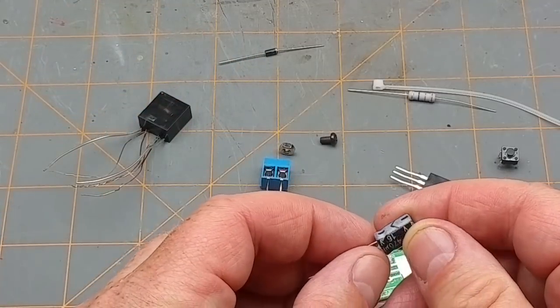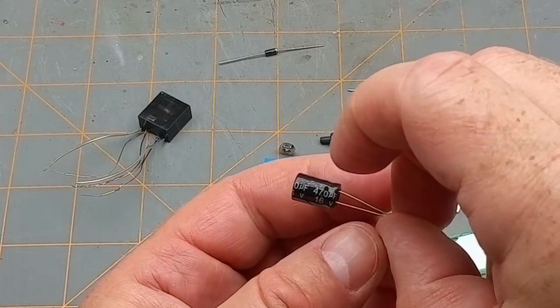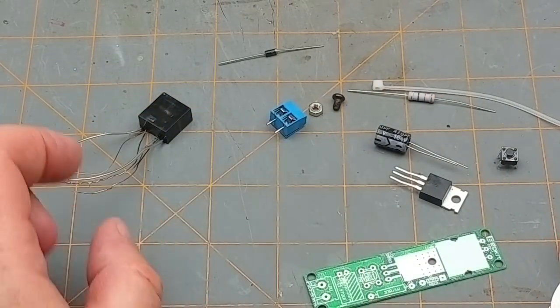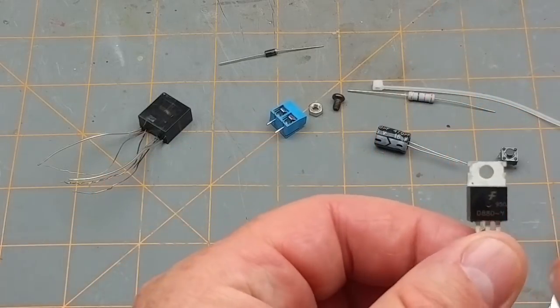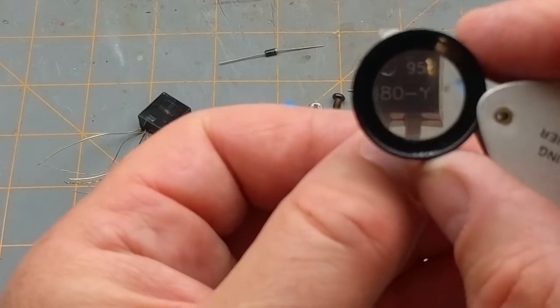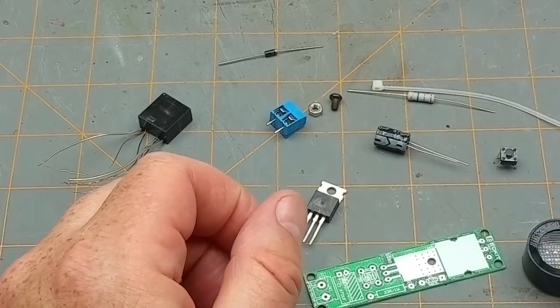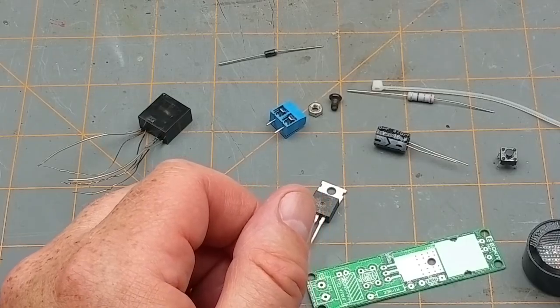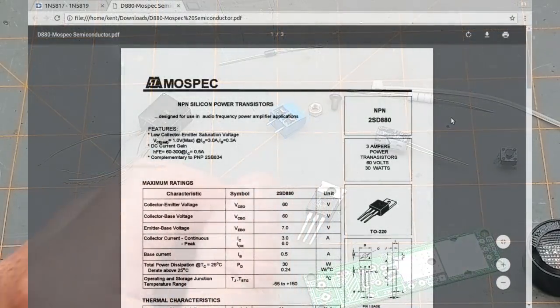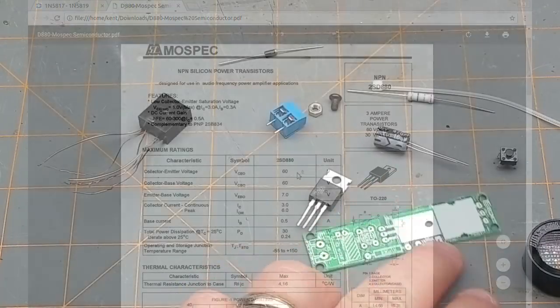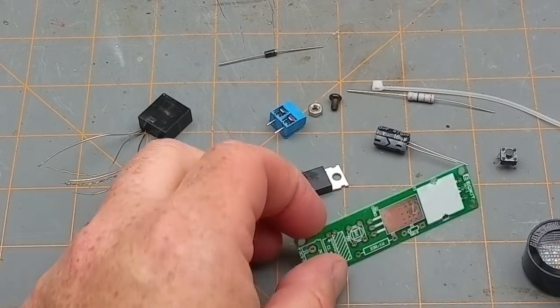What else we got here? We have a 470 microfarad 16 volt capacitor, some mechanical bits and pieces, the transistor, which is going to be doing the heavy lifting, and it is a D880-Y, which according to the data sheet is an NPN silicon power transistor, 3 amp, 60 volt, 30 watts. And then we have some mechanical hardware, as I mentioned earlier.